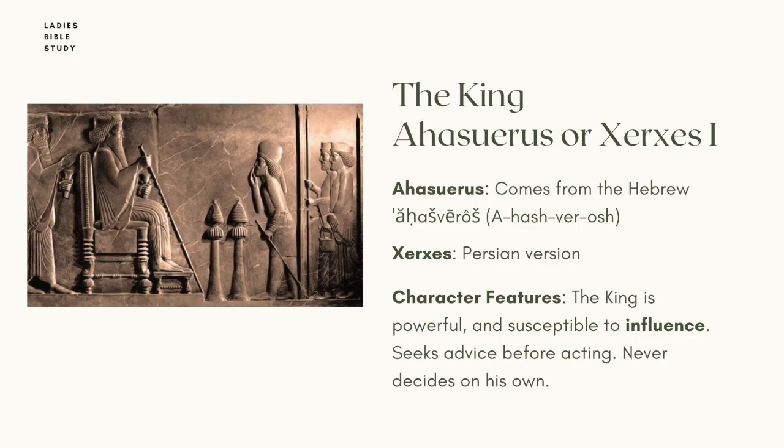Some things to know about the king. This actually is Xerxes the First sitting on his throne. The king is very powerful. He is susceptible to influence. One podcast I listened to said, why can't this guy make a decision on his own? He literally seeks advice just about before everything he does. Just about. There might be one or two exceptions. He seeks advice before acting on anything. He never decides on his own, which opens the door for Esther to become an influence, right?